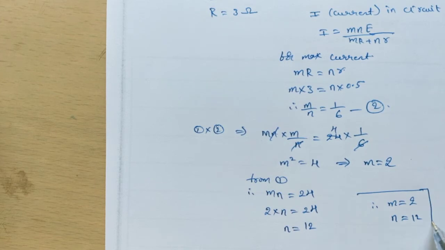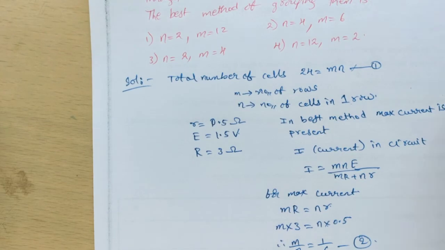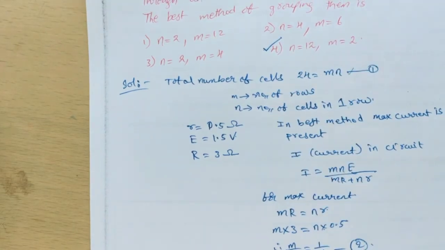So nothing but 2 rows are present, and in each row 12 cells are present. So here m value is equal to 2 and n value is equal to 12. Here which option is suitable? Here m value to n value is equal to 12, so in our given question the fourth option is suitable for us. So the answer is the fourth option.